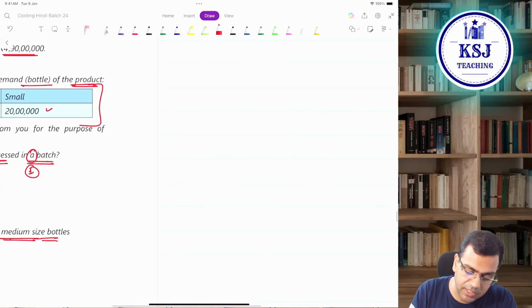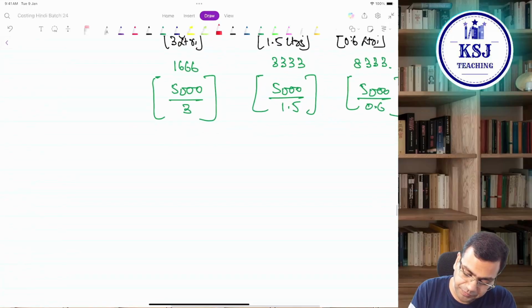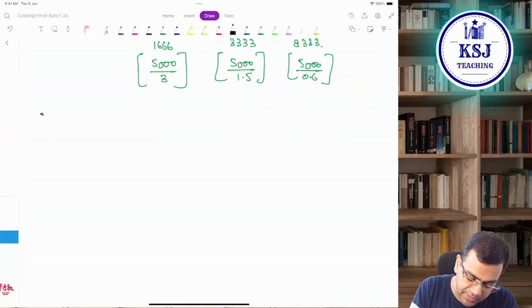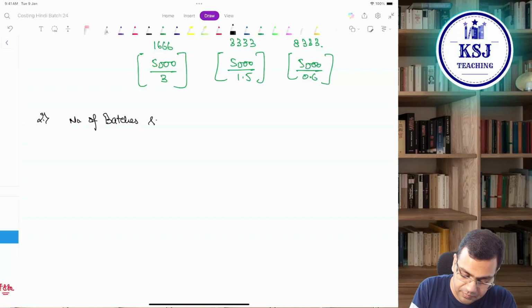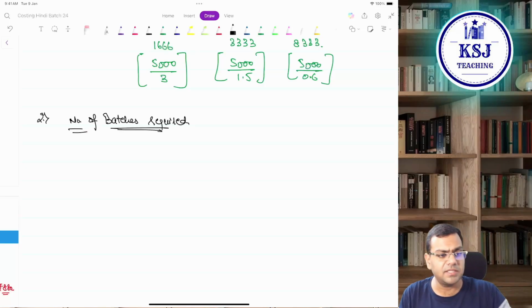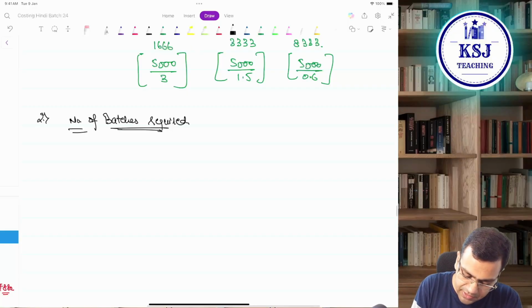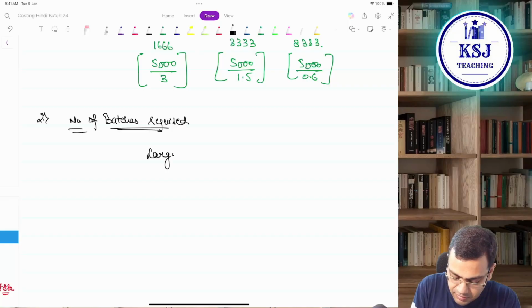So the second working note is the number of batches required. This is going to be our second working note. We are going to see it for all three segments: large, medium and small.